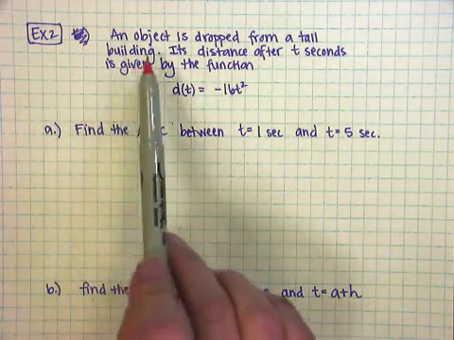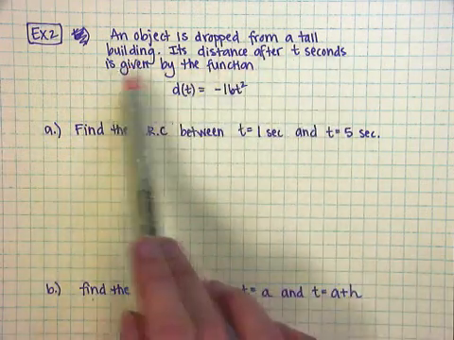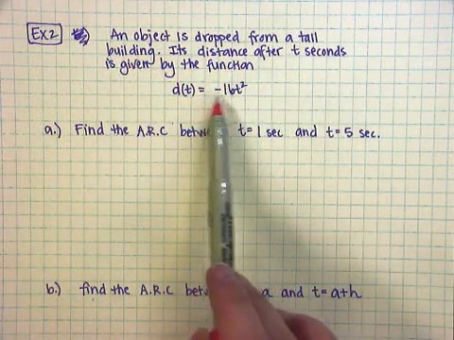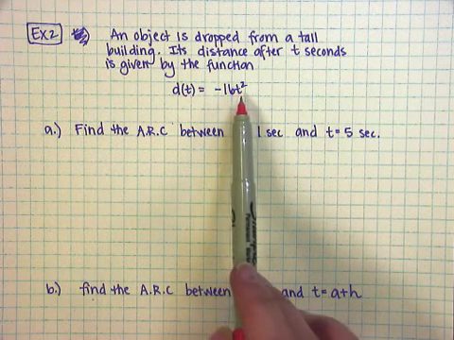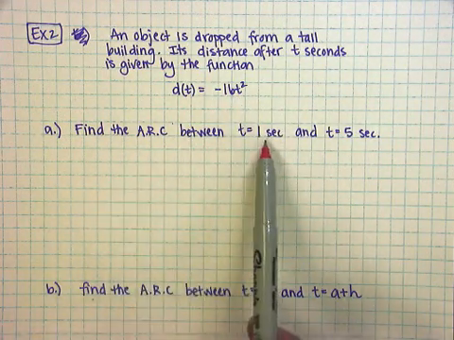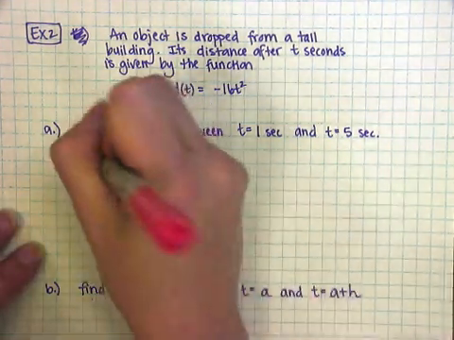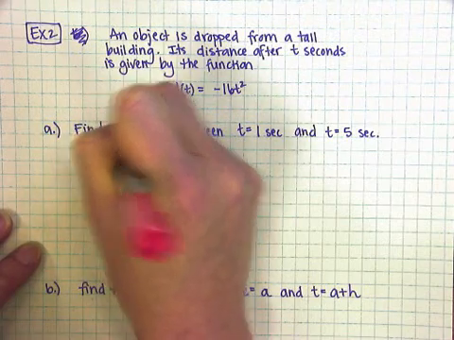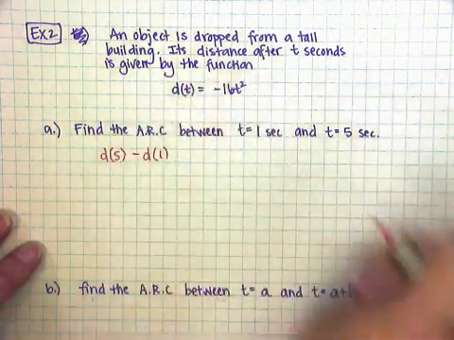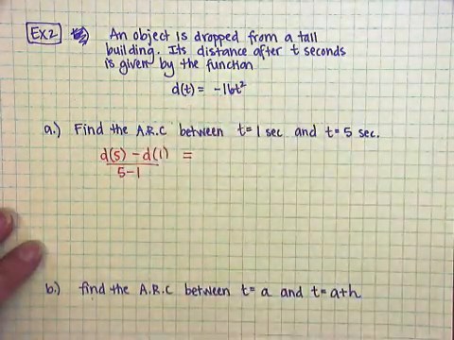So in example 2, we have an object being dropped from a tall building. The distance after t seconds is given by the function d of t equals negative 16t squared. And for this first part, they want us to find the average rate of change between t equals 1 second and t equals 5 seconds. Okay. So to do that, we're going to do d of 5 minus d of 1 over 5 minus 1.